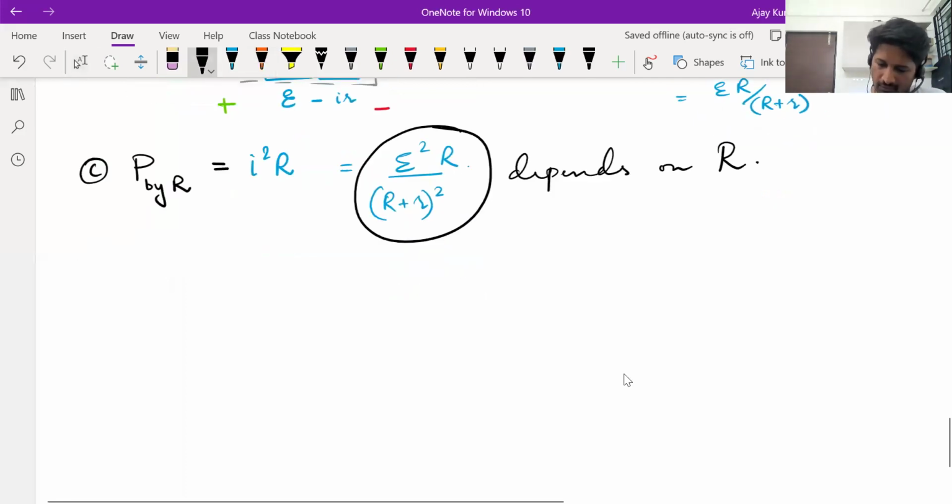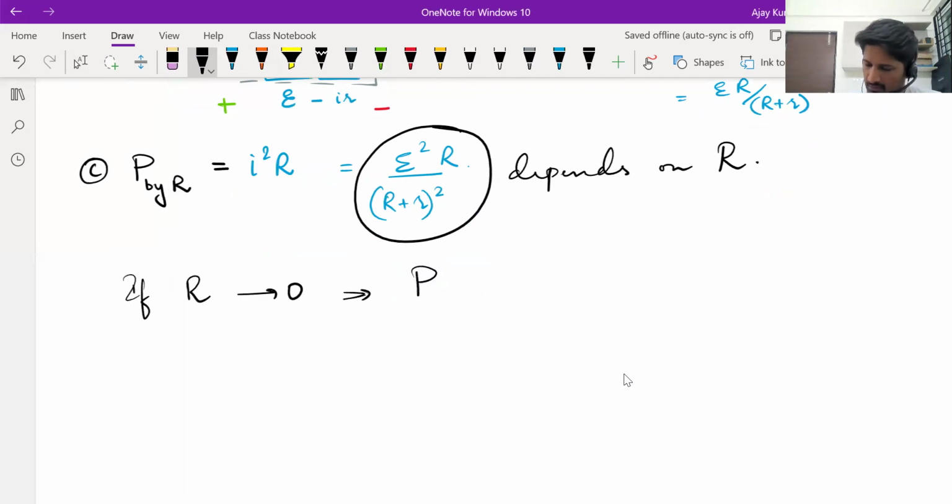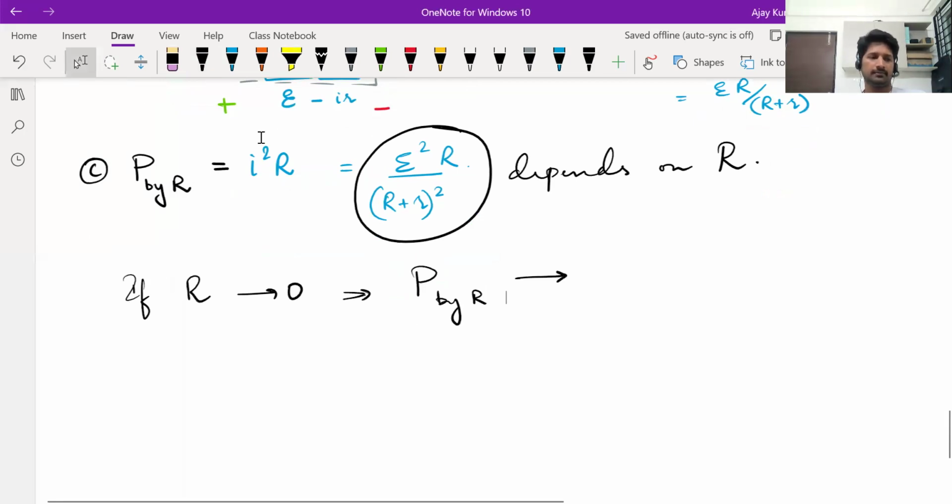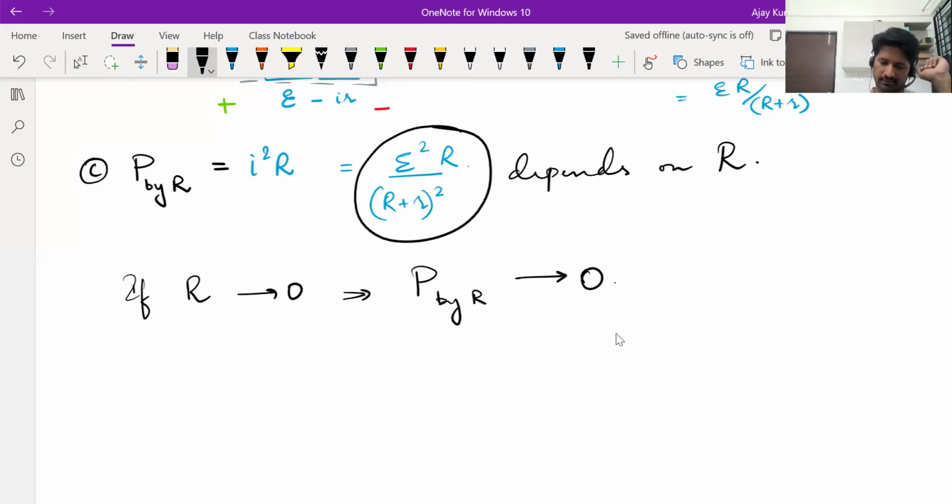Now, using this formula itself, you tell me, if capital R tends to 0, how much is the power dissipated by capital R? Or what does the power dissipated by capital R tend to become? Zero, sir. How can you say it will be 0? Easy only. Numerator becomes 0. Denominator is non-zero, so the whole thing is 0. So if the external resistance tends to 0, then there will be no power dissipated by it.